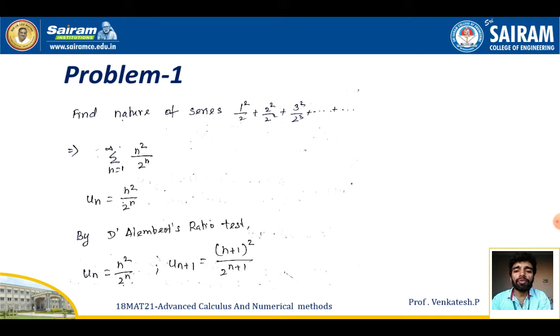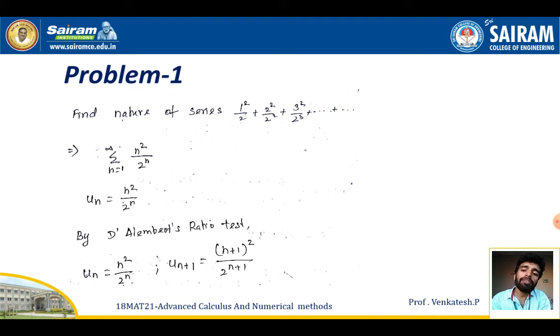Find the nature of the series 1 square by 2 plus 2 square by 2 square plus 3 square by 2 cube and so on. Here they have given one series. The first step is to represent this series in terms of an nth term. So I am going to take summation n from 1 to infinity n square by 2 power n. Here we can observe that if I replace n is equal to 1, I will get 1 square by 2. If I replace n is equal to 2, I will get 2 square by 2 square. If I replace n is equal to 3, I will get 3 square by 2 cube, like that.